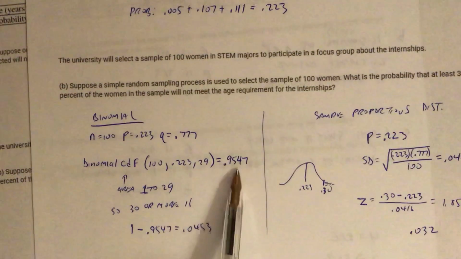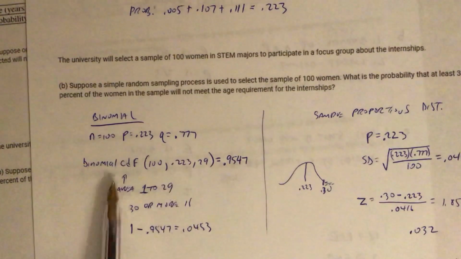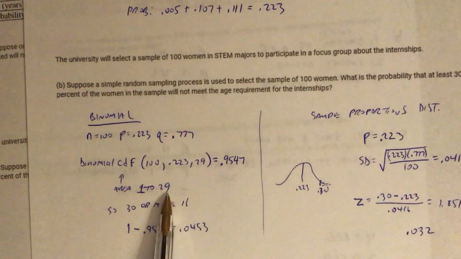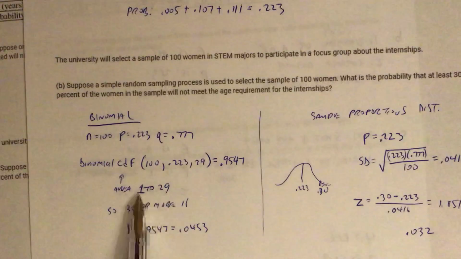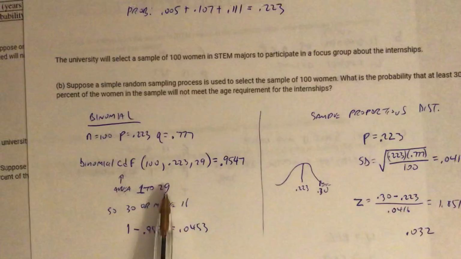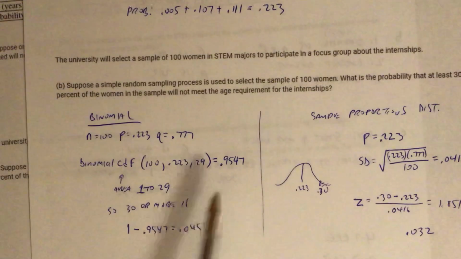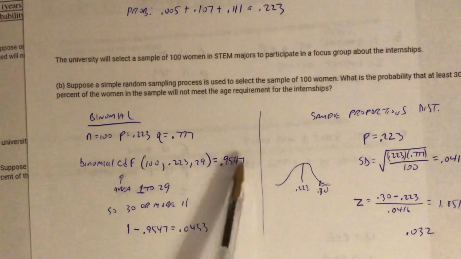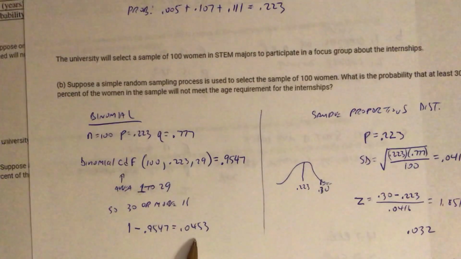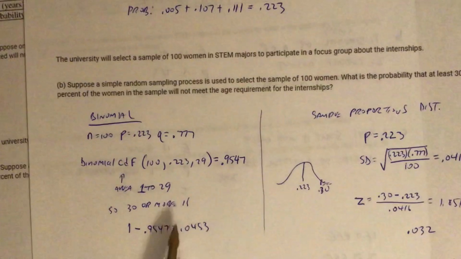It's about 0.9547. So now remember, this area was from 1 to 29. It covered, actually, probably 0 to 29. I think I wrote 1, whatever. This covered the left side of the binomial distribution. I want 30 or more. So 30 or more is the leftover of this. So what's left over is 1 minus that amount, which is 0.0453. This is the binomial solution for it.